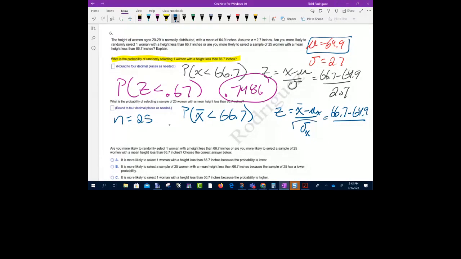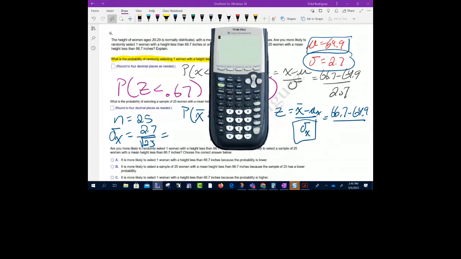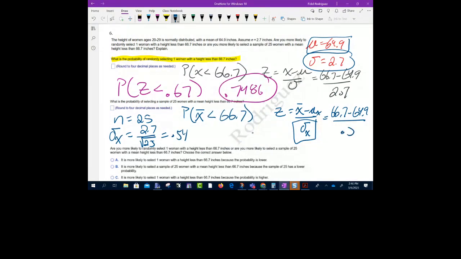Oh, don't we need to find this guy right here? Okay, let's find that guy right there. Remember, y'all, it's going to be the previous one, 2.7 divided by the square root of 25. Anybody know what the square root of 25 is anyway? It's 5, right? So let's take 2.7 divided by 5. Okay, 0.54. So that's my number that I'm going to put right here, okay?